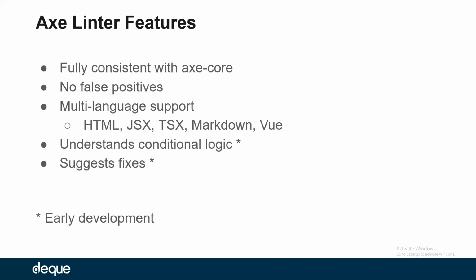So what are the features of Axe Linter? Okay, so Axe Linter is very consistent with Axe Core. Axe Core is our main library which is used for accessibility checks for your pages. So it is very consistent with that, so you don't have any false positives. What issues are reported by Axe Linter, you can take it for granted that it is an issue.